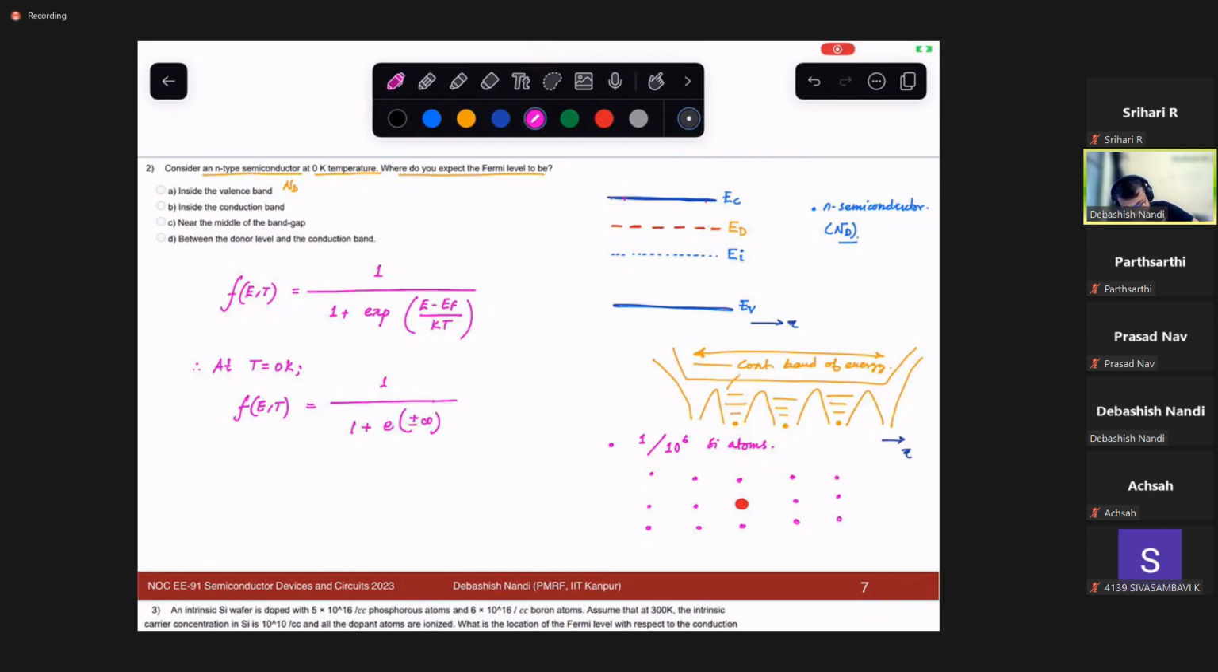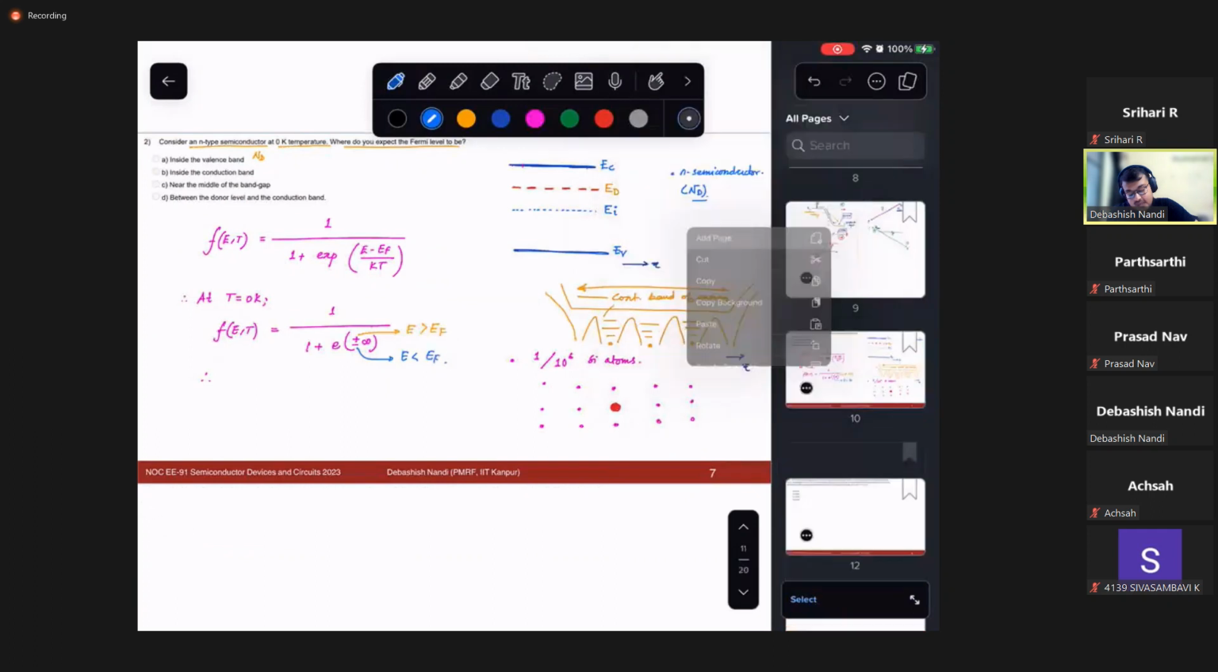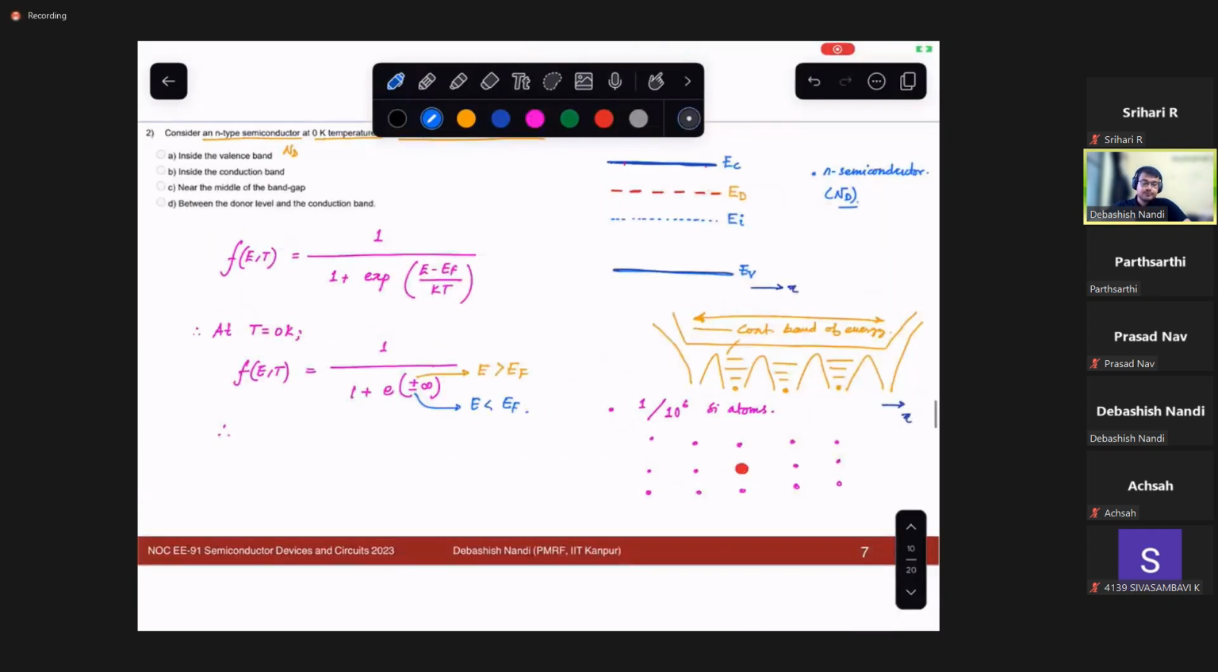When it will be plus, this plus will be when E is greater than EF, and this minus will be when E is less than EF. I will stop here and just ask you, have you understood this part? Yes, sir. Please explain for E less than EF why it should be minus.